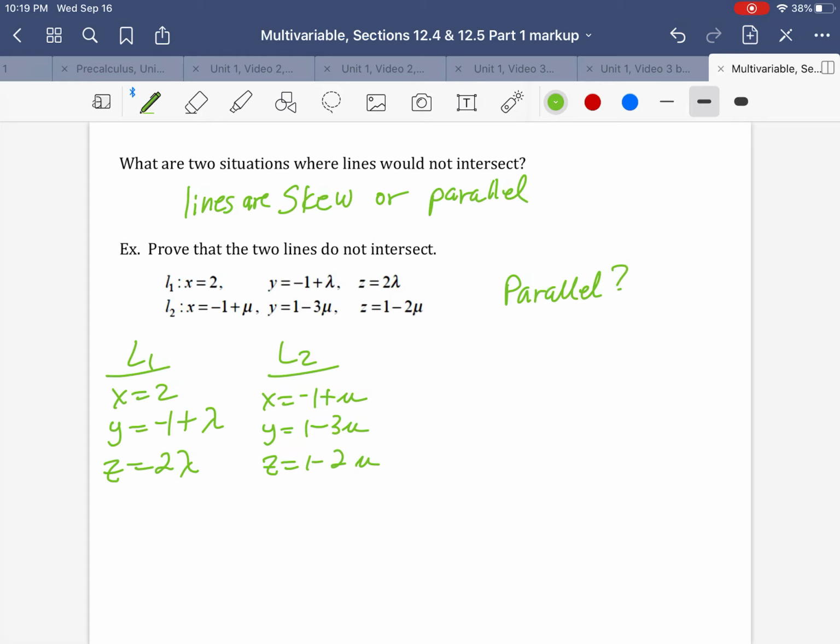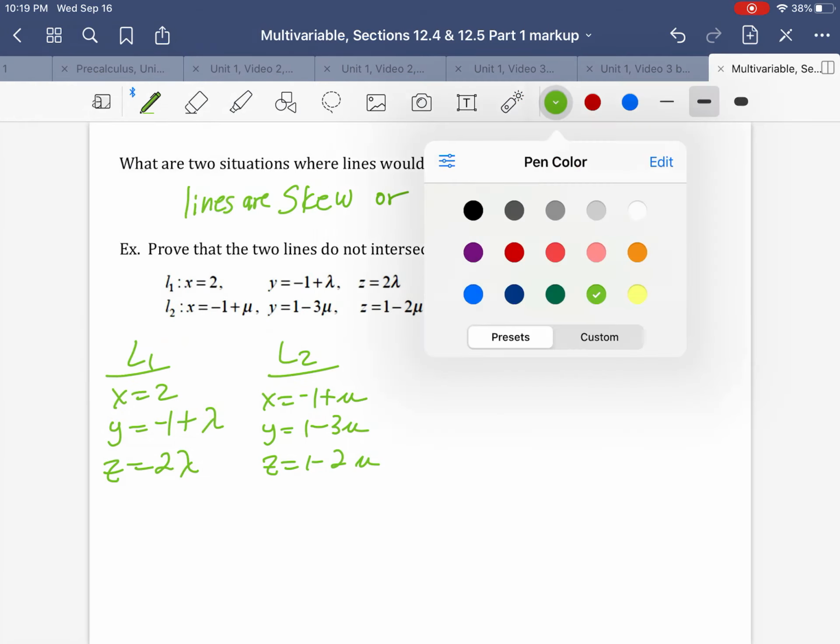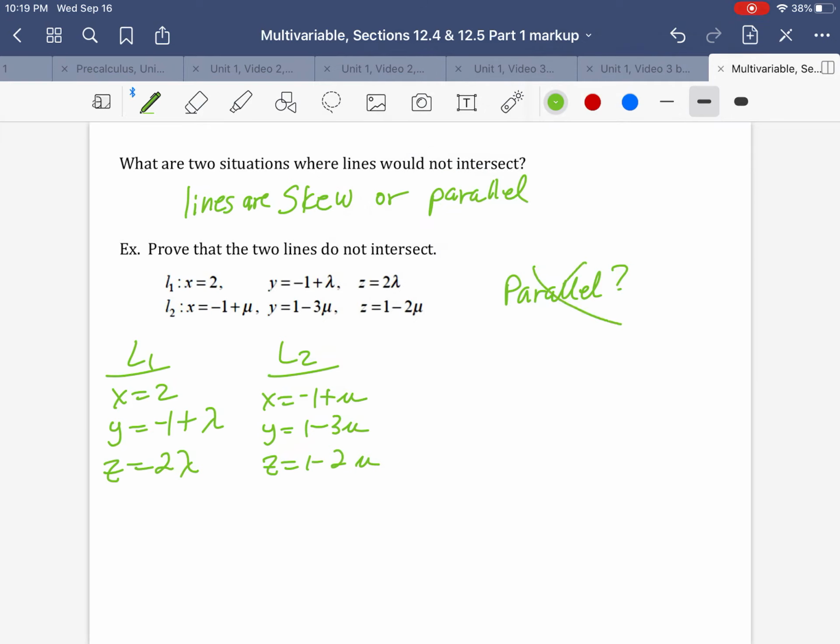Well, look at line 1. The direction would be 0, 1, 2. Line 2, the direction would be 1, -3, -2. That's not a match for 0, 1, 2. All right, so they're not parallel. So that's a no. That was an easy, quick test. Whoopsie, not parallel. So let's prove another way.